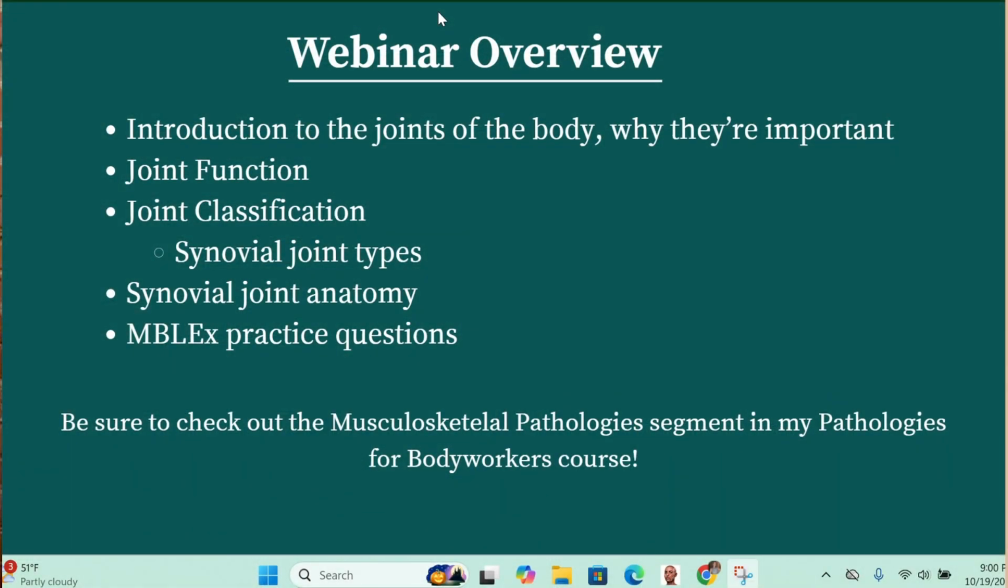So we're gonna be talking about the joints of the body, why they're important, joint function, joint classification, that is, so all the different kinds of joints that there are, and then synovial being one of the types of joints that there are in the body, all the different types of synovial joints that we have. And then we're going to talk about synovial joint anatomy because that's the most abundant joint that we have in our body. And then at the very end, we're going to do some MBLEx practice questions.